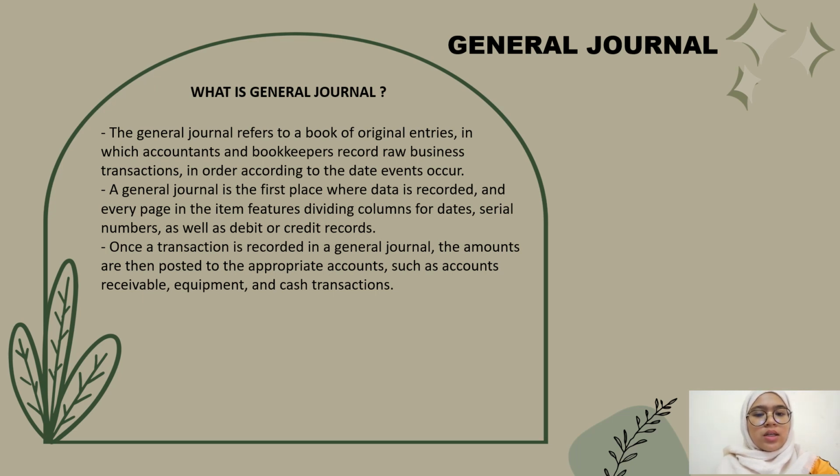A general journal is the first place where data is recorded, and every page in the book features dividing columns for date, serial number, as well as debit or credit record. Once a transaction is recorded in a general journal, the amounts are then posted to the appropriate accounts such as accounts receivable, equipment, and cash transaction.